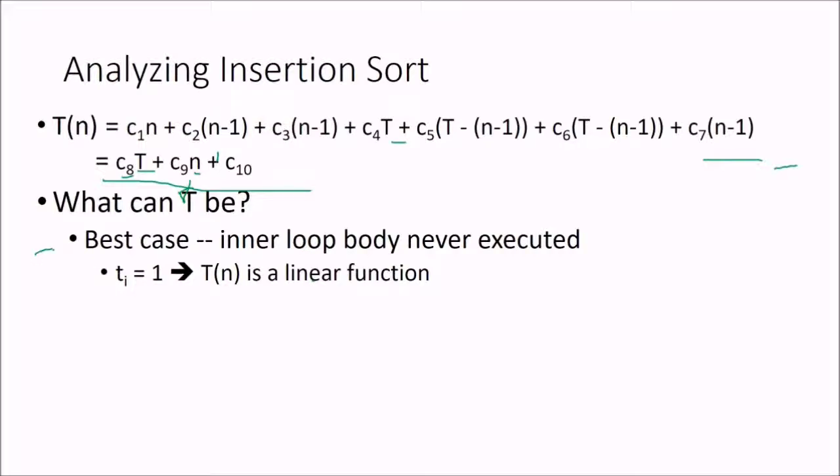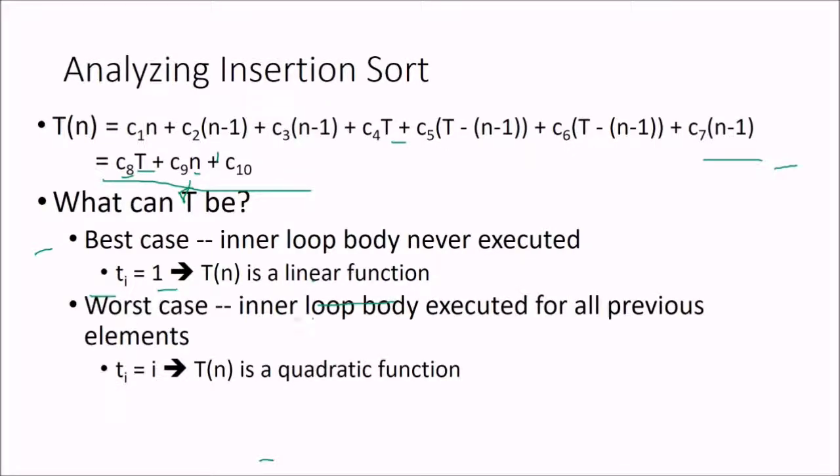So this is the best case, if the inner loop body never executed. If it has never executed, the array is already in its sorted form. Then we mark ti as 1, because it will never run. We'll say it will run for constant time. This is a linear function.